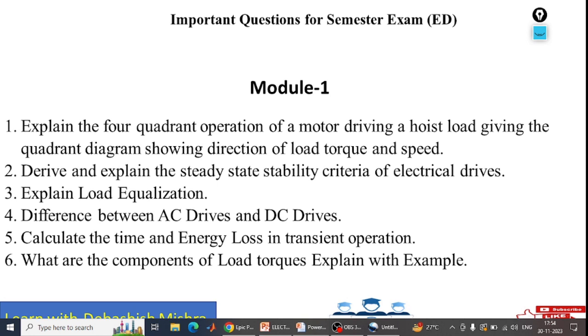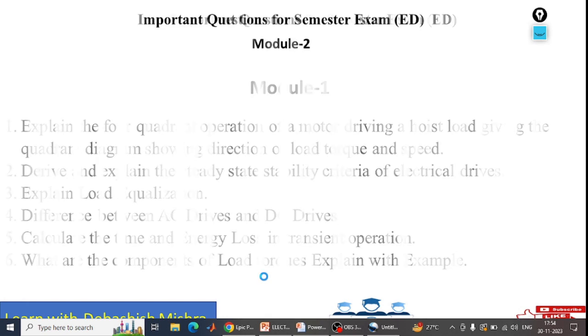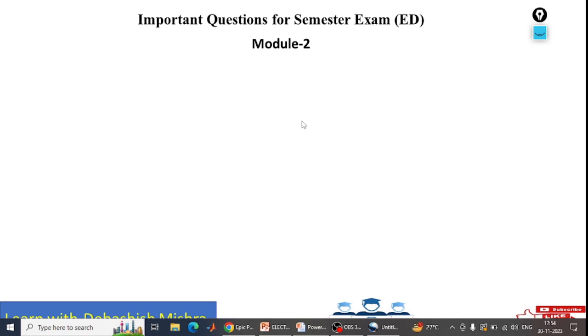Then what are the components of load torques? Explain with example. It is a very important question. Different types of load torques are there. So if you go bit by bit, that will be a short question, and different types of load torques will be a short question. And if all the load torques you will discuss, the question is like that, what are the components of load torques, you will find as a long question. So module 1 completed.